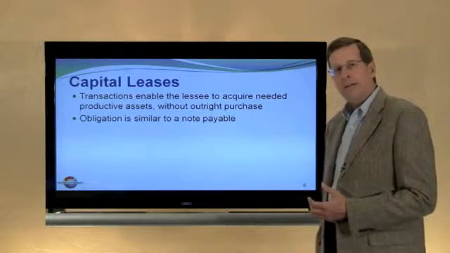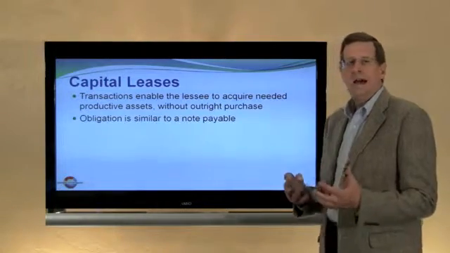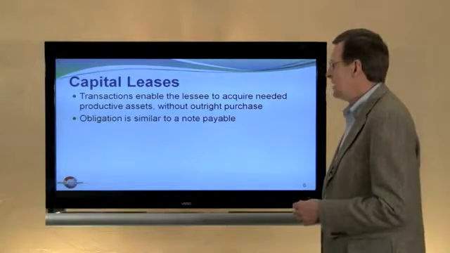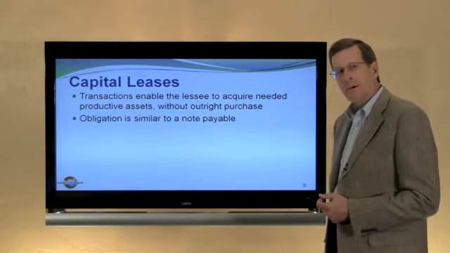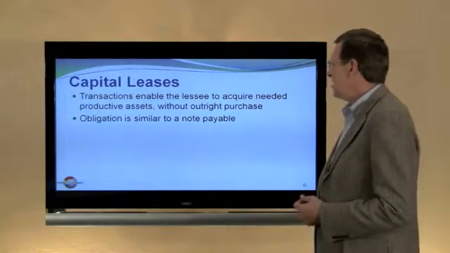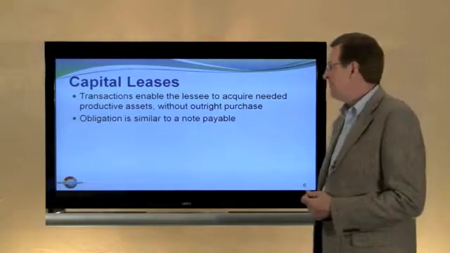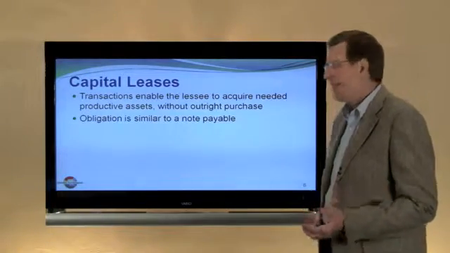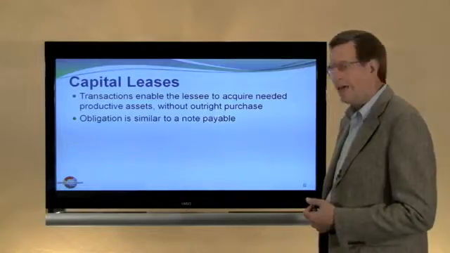Moving on to capital leases. You've already seen operating leases where a company pays periodic rent for periodic use of an asset, but some transactions are more like the purchase of an asset even though they are legally styled as a lease. Transactions enable a lessee to acquire the needed productive asset without an outright purchase, but the contract for the lease may be so strong that it's viewed as more like a note.